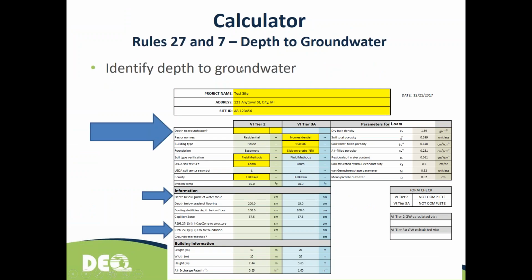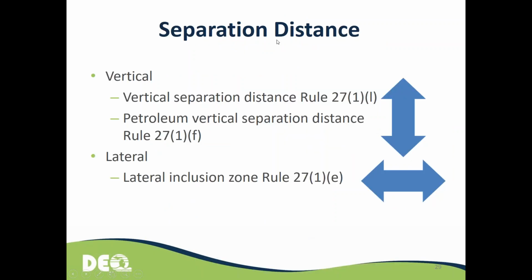The final thing, which you would find in Rules 27 and 7, is the depth of groundwater. And this is a key one that'll finish populating some of the blank cells that we have here. But one of the key things that the groundwater will identify for us is the separation distance. And though there are 3 separation distances identified in the rules, the one we're specifically talking about is the vertical separation distance identified in Rule 27.1L.